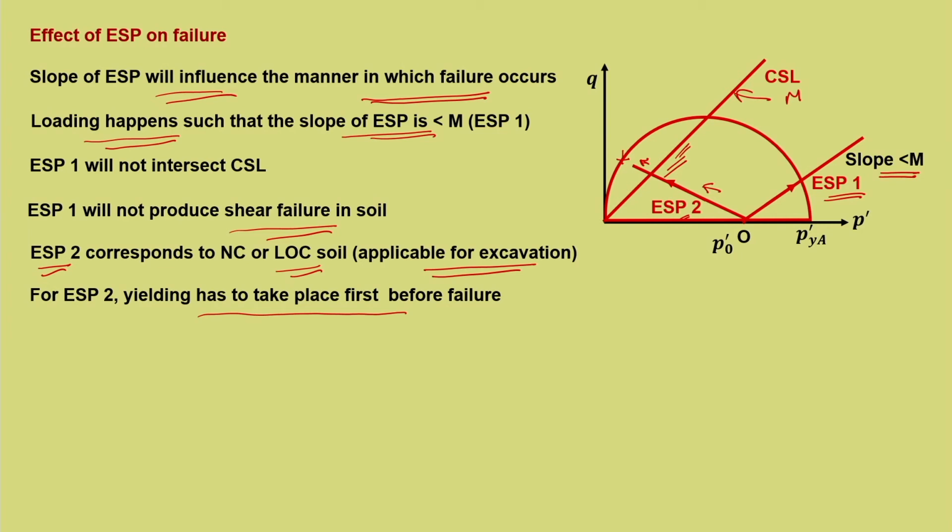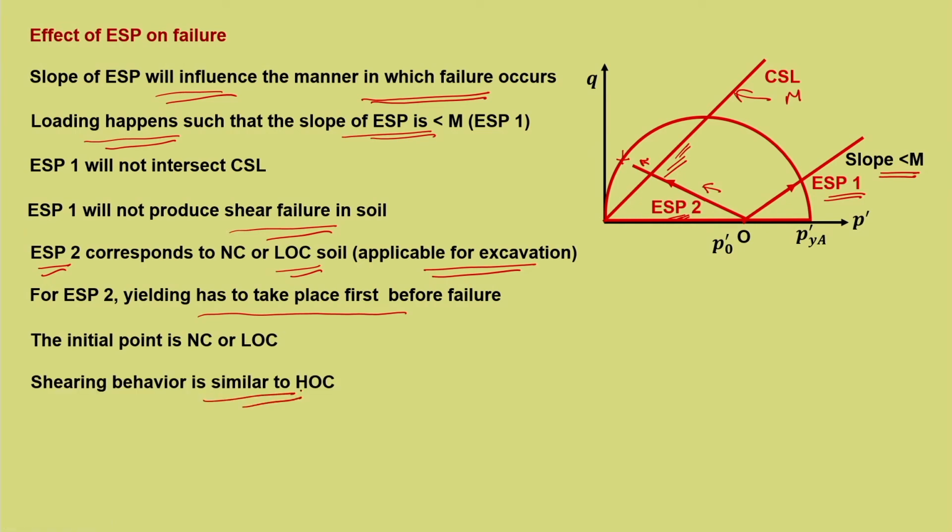An LOC can give a behavior close to HOC during shearing, provided the loading combination is in such a manner that it produces an effective stress path similar to ESP2. So, initial point is NC or LOC, but shearing behavior is similar to HOC. Why? Because it crosses the critical state, yields and then gets back to failure.